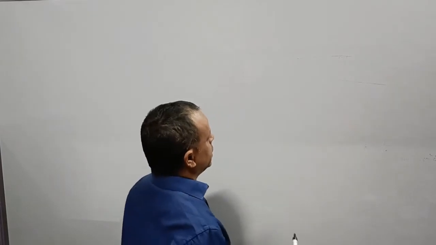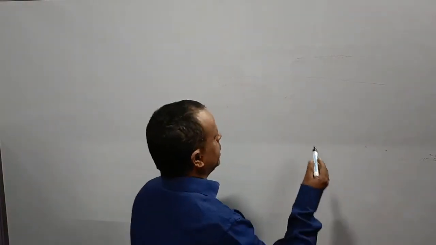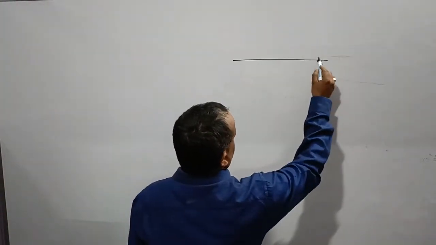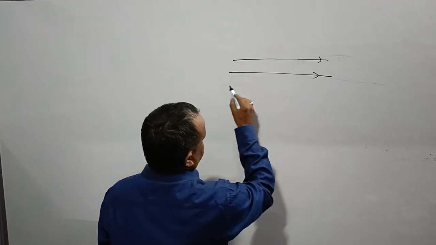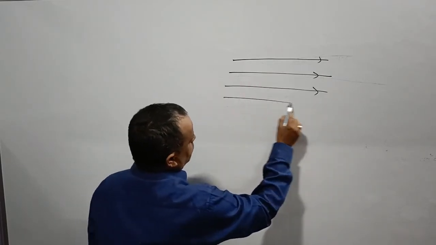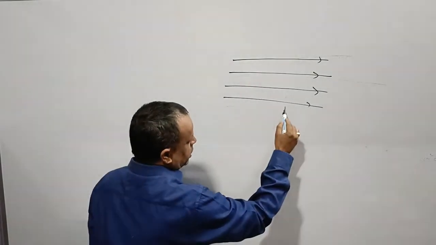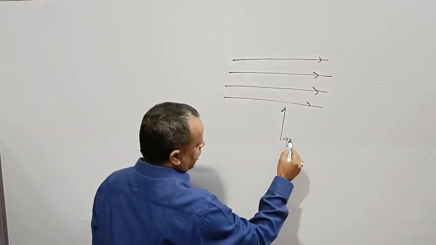Hello student, today we are going to start a new topic which is related to magnetism or magnetic effect of current. Over here we will study the behavior of a charged particle when it is placed in a uniform magnetic field. Let us suppose this is a magnetic field and a charge enters into this magnetic field.